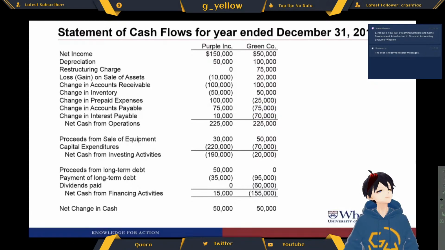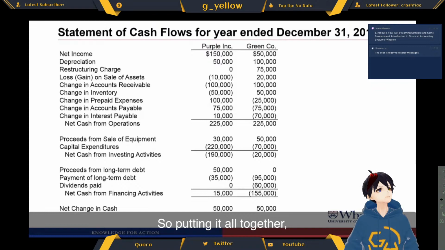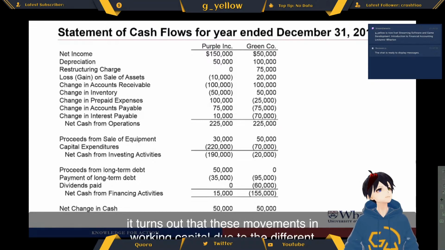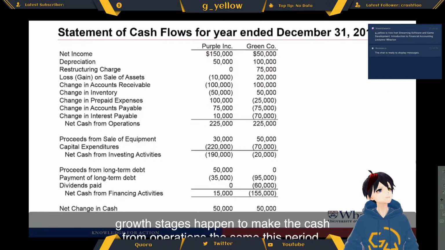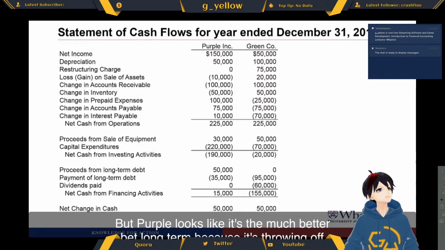So putting it all together, it turns out that these movements in working capital due to the different growth stages happen to make the cash from operations the same this period. But Purple looks like it's the much better bet long term because it's throwing off a lot more net income and it doesn't have to do this restructuring down the road.